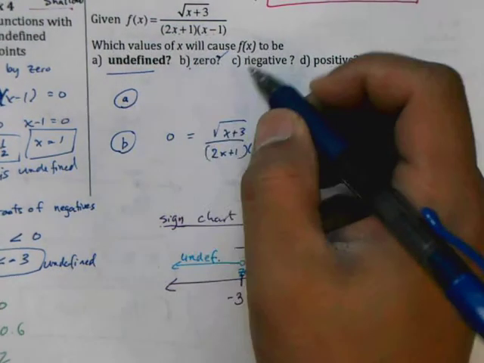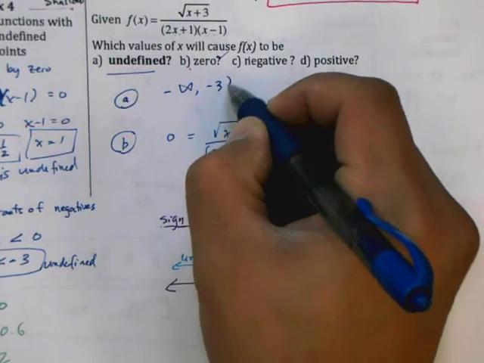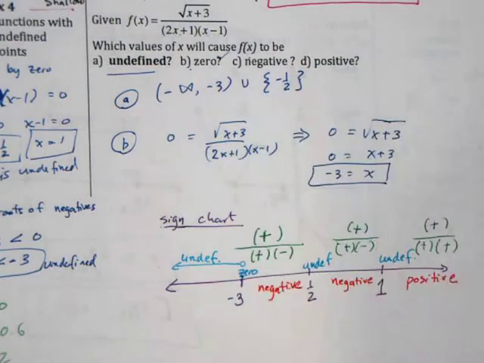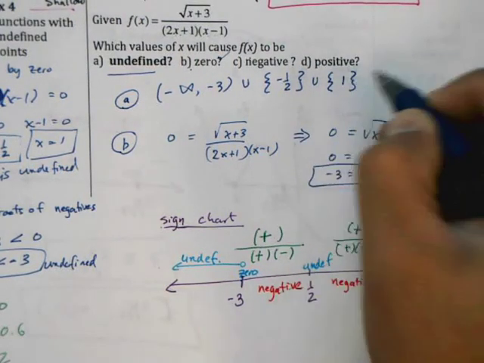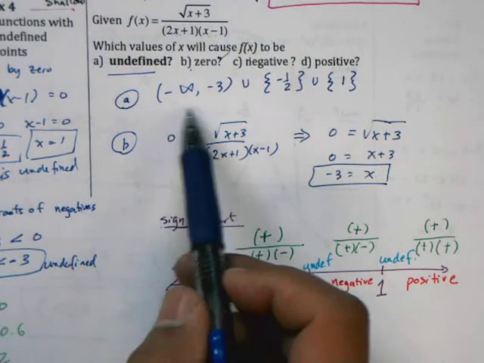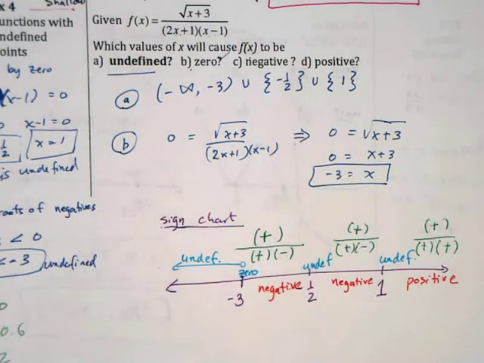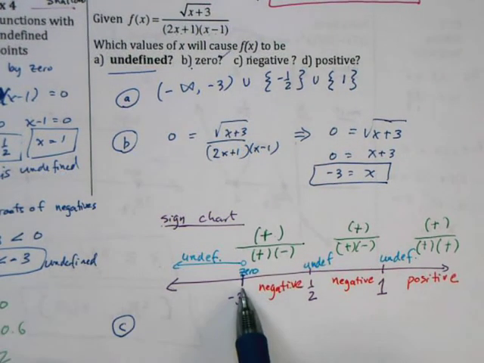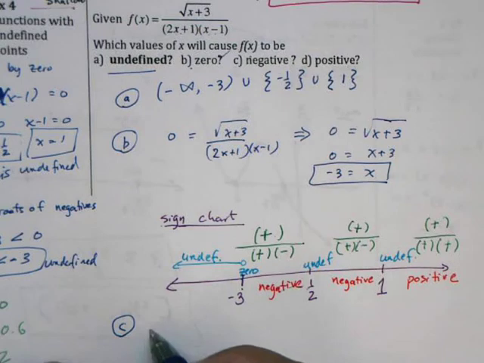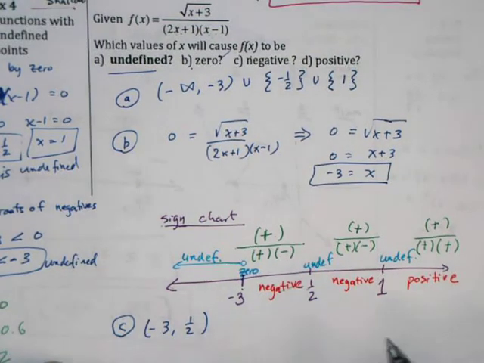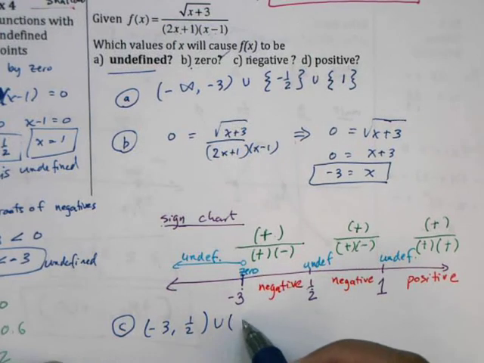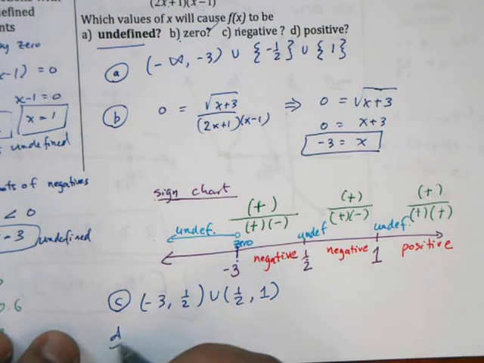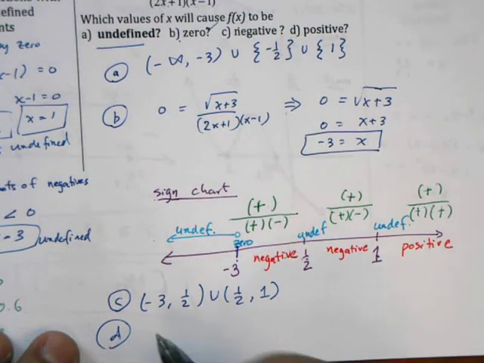Actually, I'm going to write A a little bit better. It's between negative infinity and negative 3, union with, these curly brackets mean just one number, negative 1/2, union with 1. The parentheses mean an entire interval of numbers; the curly brackets just mean one number. For part C, negative, you can see it's between negative 3 and negative 1/2, exclusive, and then between negative 1/2 and 1. What about for positive values? Positive is going to be between 1 and infinity.